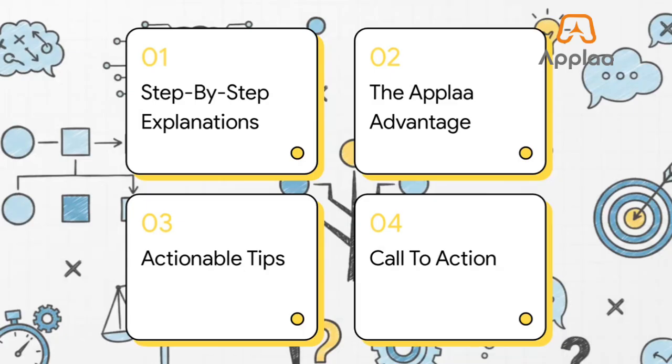Here's our game plan for this explainer. First up, the decision-making hook. Second, step-by-step explanations. Then, the Applaa course advantage. After that, actionable tips and examples. And finally, a call to action to really lock in your progress.